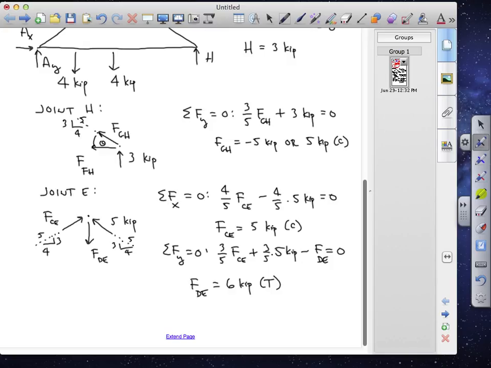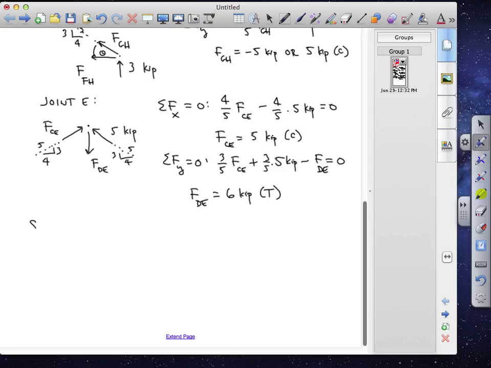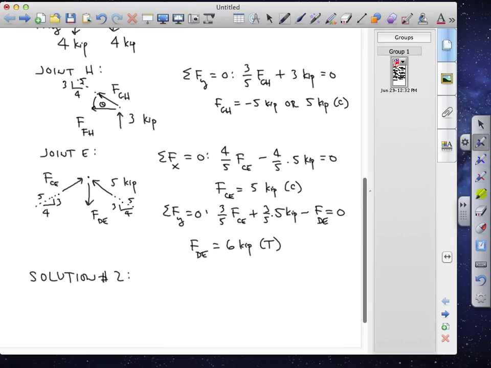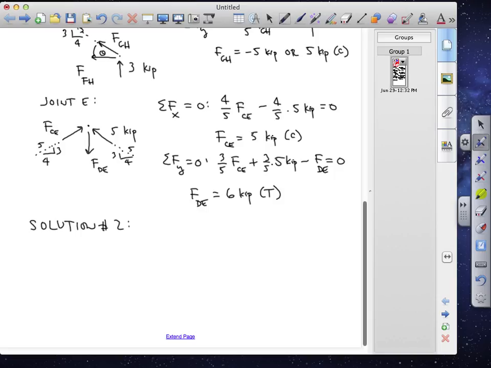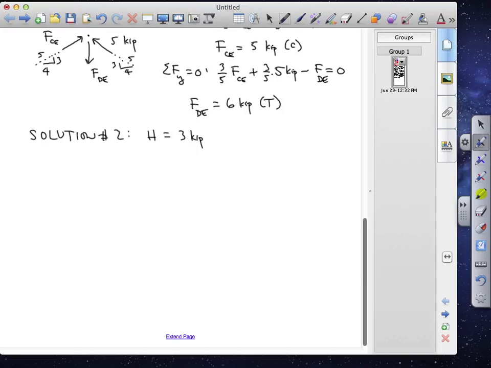Now what about our second solution? The first part of the second solution is the same as the first part of the first solution, and so we're going to end up here again with our force at H being equal to 3 kip. Now we have a free body diagram for the right half of our truss, and that's going to look like this.